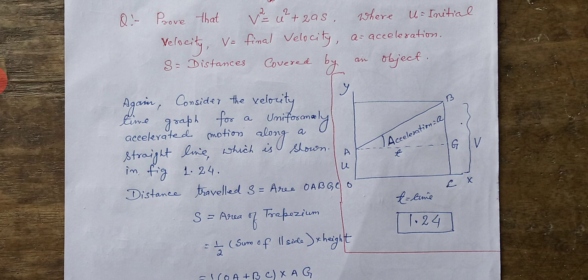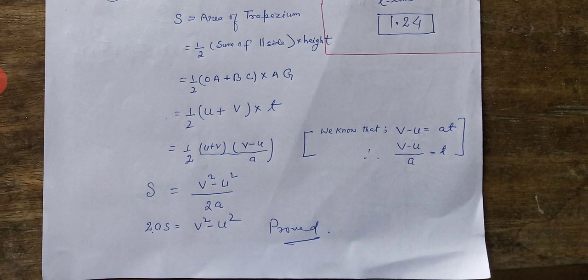S is equal to the area of trapezium. We know that the area of trapezium is equal to half the sum of parallel sides into height. 1 by 2, the sum of parallel sides means OA plus BC, into height, which is AG. OA is equal to initial velocity and BC is equal to final velocity, which is V, and AG indicates t. So 1 by 2, U plus V, into t, because we know that V minus U is equal to at.